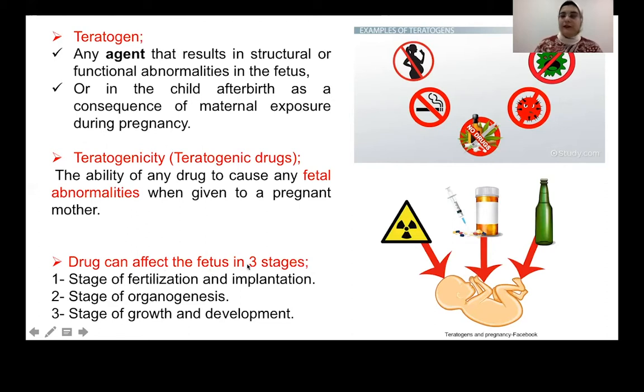Drugs can affect the fetus in 3 stages. First, the stage of fertilization and implantation, which is usually the first 2 weeks of age intrauterine. Second, the stage of organogenesis, which is the time for development and synthesis, formation of the organs inside the fetus. And this stage is the most dangerous. Stage 3, which is the stage of growth and development, growing up of the body organs.